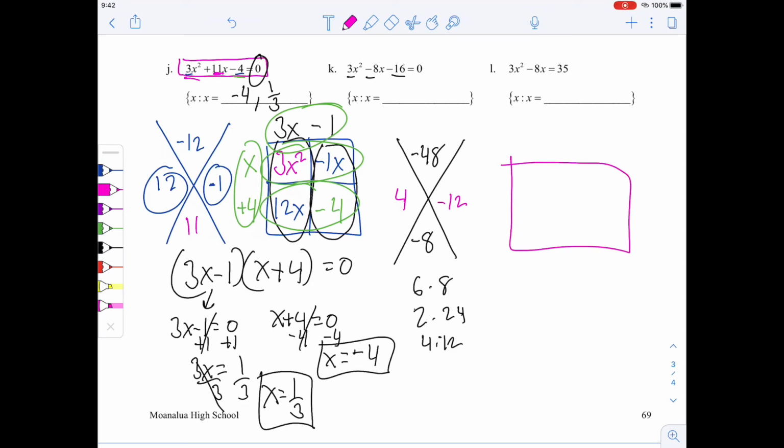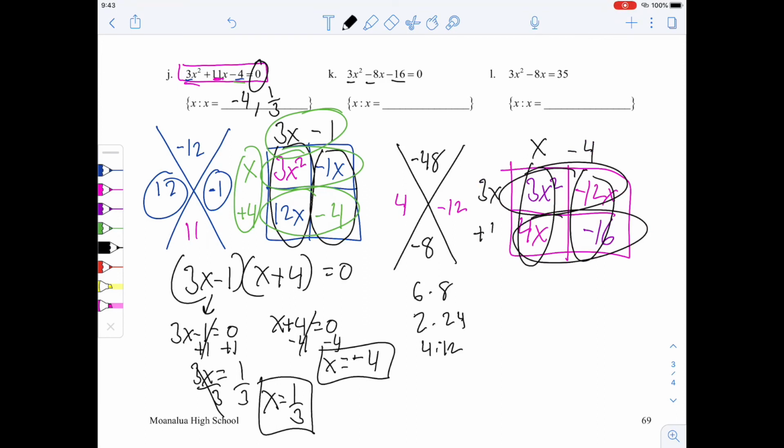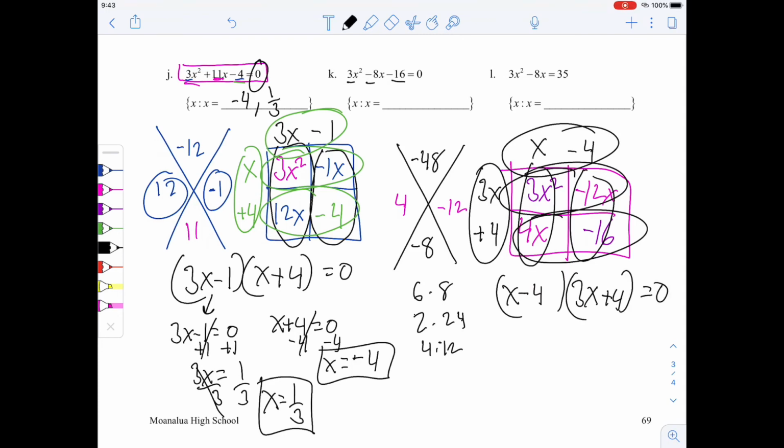Then you put it in your box, right? So we get 4x, negative 12x, put our two numbers, our first term is 3x squared, our last term is negative 16. Then we're going to find our GCFs. This one's just x, this one's going to be negative 4. When we go this way, that's going to be 3x, and this is going to be positive 4 for your GCF. So those are your factors right there. So x minus 4, 3x plus 4, and it's equal to 0, and then you solve each one for 0, and you should get the answer.